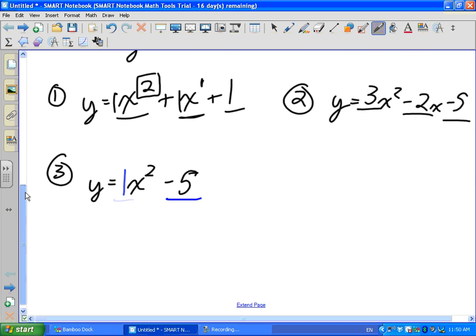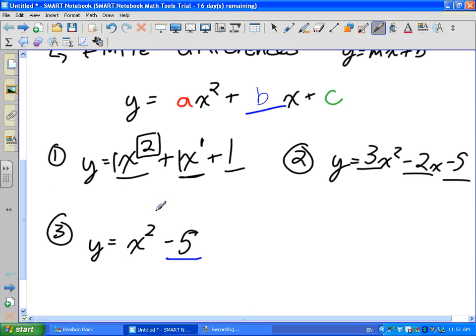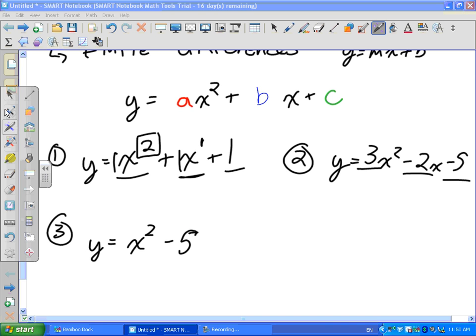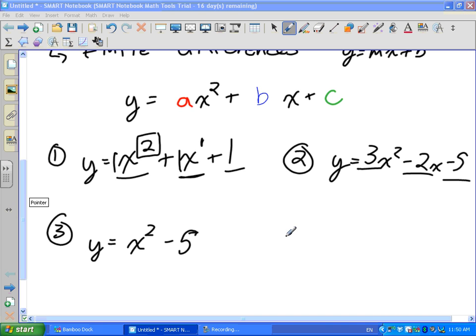Here's the trick. What would the value of our B be in this case here? 0. When B is 0, what is 0 times x? 0. It just eliminates that x. It doesn't make this not quadratic anymore. All it does is our value for B is 0. So that one works fine. How about this one here?